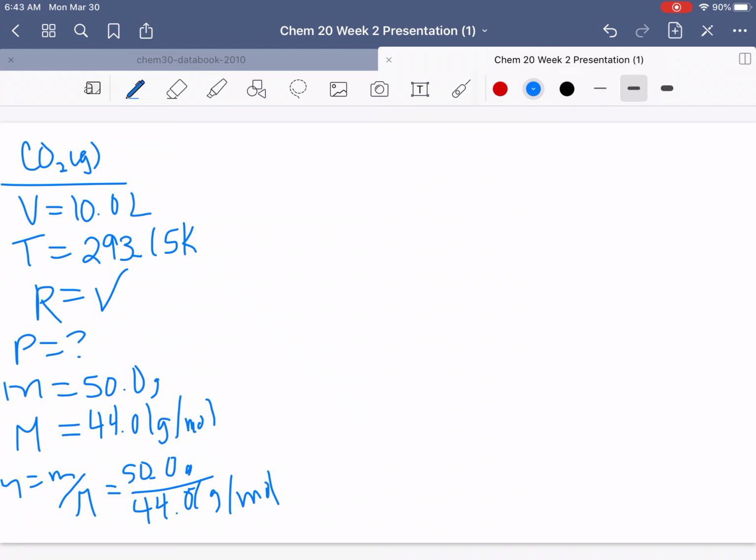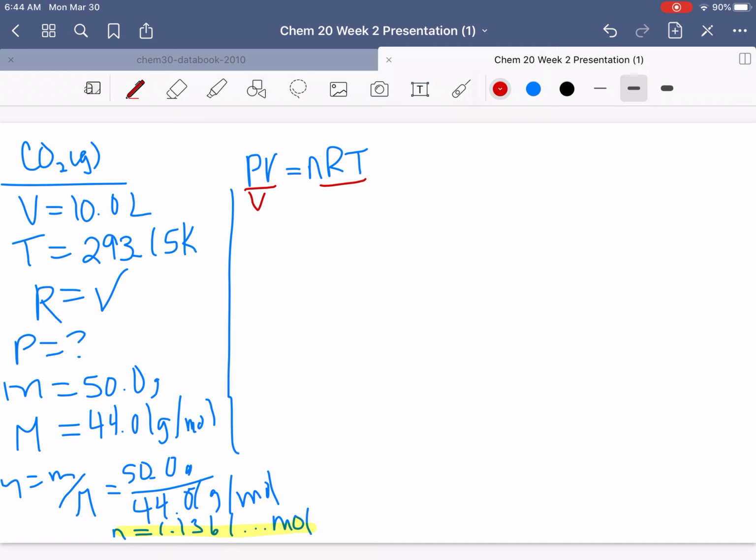The answer to n here, and again, don't round this, you're going to need to use it again, 1.1361... moles. There's our n. Exact same process as what you used when we figured out nitrogen, but now we're on the CO2. So we're still going PV equals nRT, and we can isolate that P in order to figure out the pressure for the question.